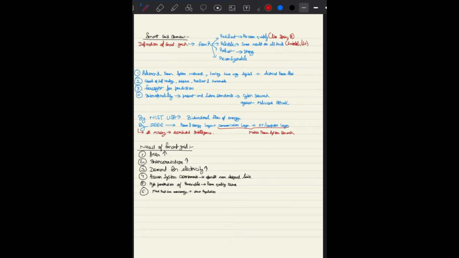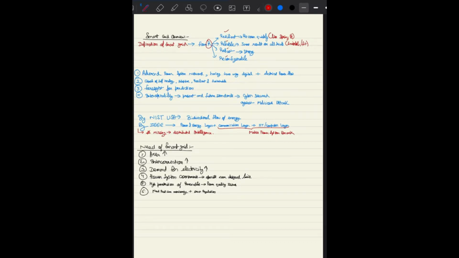The next part of our lecture is smart grid overview. When we talk about the definition of smart grid, we come to know about the 4 R's. That R is resilient, reliable, robust, and reconfigurable.